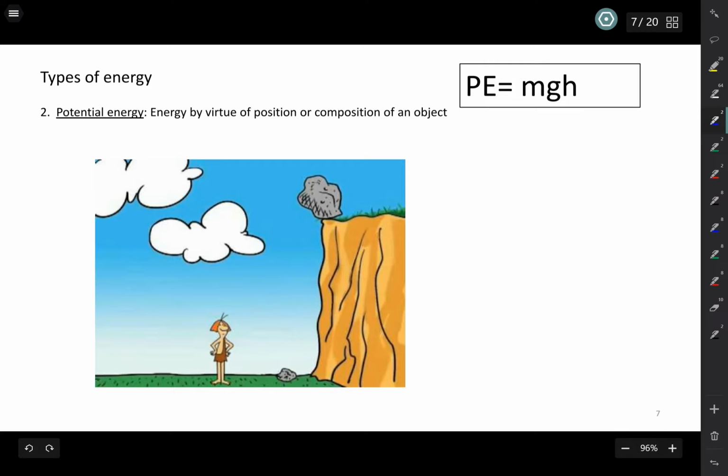The other type of energy that you have probably heard of already that we will be using is potential energy. And this is energy by virtue of position or composition of an object. So commonly we think of this as something that is at a high distance and has potential energy because of gravity, because gravity can exert a force on it. So we can say the potential energy is equal to the mass times the gravitational pull times the height of that object.